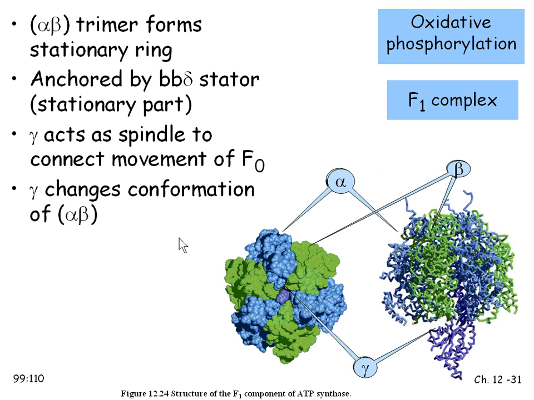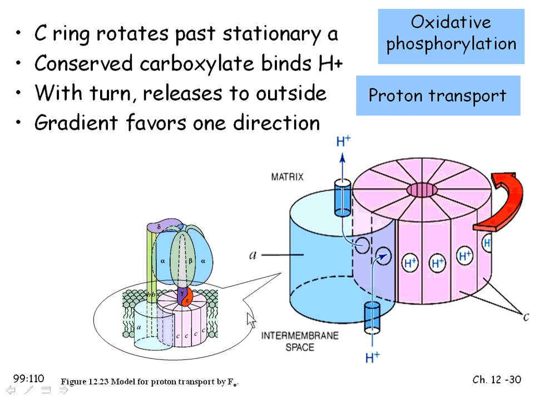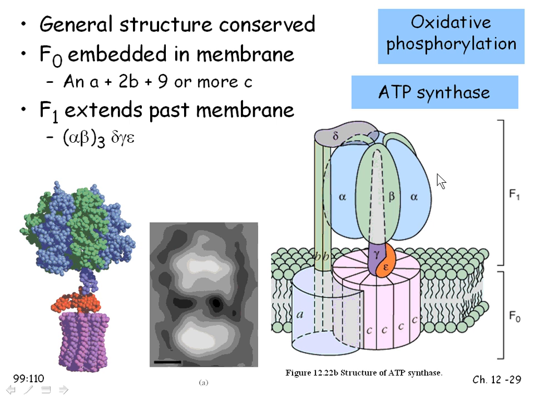Okay, we can back up a second. So what we're watching here is, actually let's go back here. So here is the whole complex embedded in the membrane. And the F0 part is in the membrane. F1 is attached to that, but outside of the membrane. The protons are going to be moving from the intermembrane space back into the matrix. And so this part of the complex is sitting in the matrix.